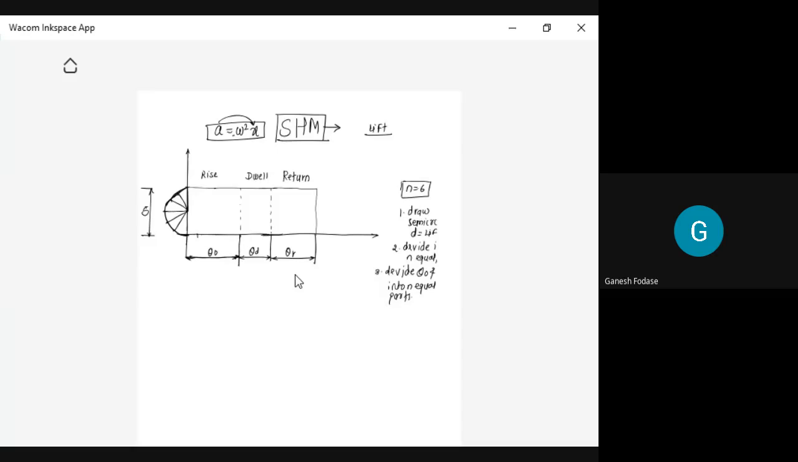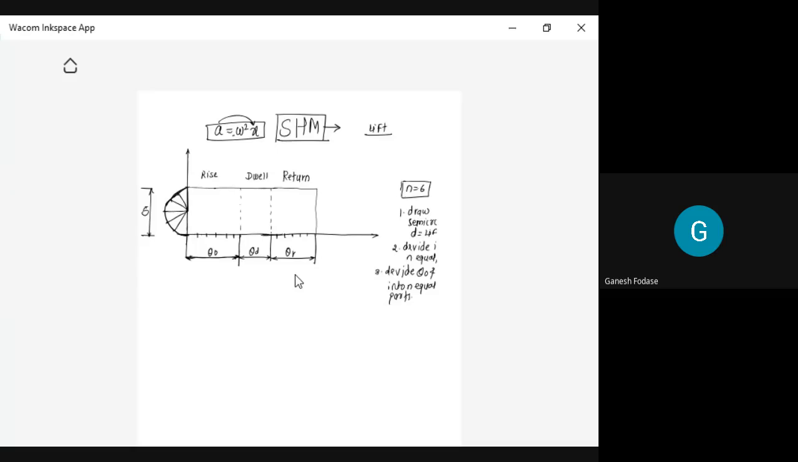So it is 1, 2, 3, 4, this is 5 and 6. Similarly, here also I have to divide into 6 parts. So this is 1, 2, 3, 4, 5 and 6. Now I have to give names for these.